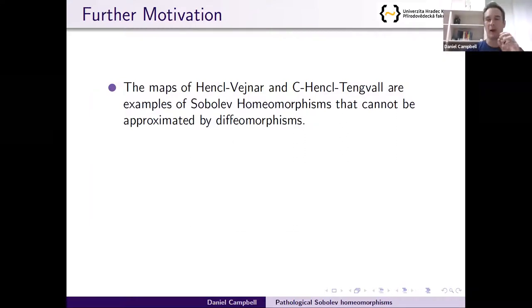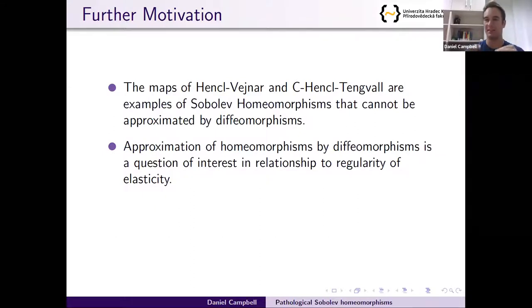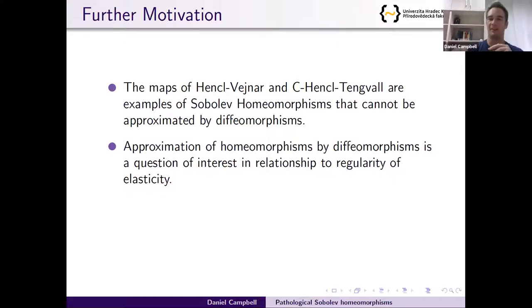So why would that question be of interest? It's true that these maps of Hencl and Vejnar, and our map with Hencl and Tengvall, are examples of Sobolev homeomorphisms which cannot be approximated by diffeomorphisms. Why would you want to do that? Suppose you want to prove regularity for your variational models of nonlinear elasticity. Then you may want to test your candidate against itself, essentially, in the variational formulation. But the question is, do you have enough regularity of your candidate for that test to make sense?